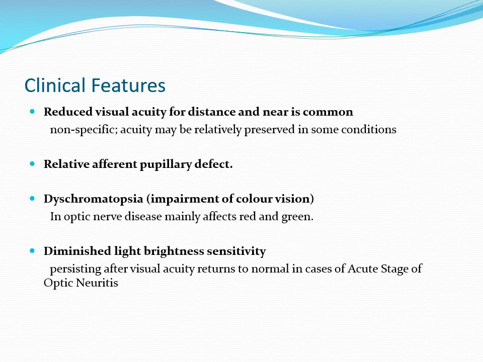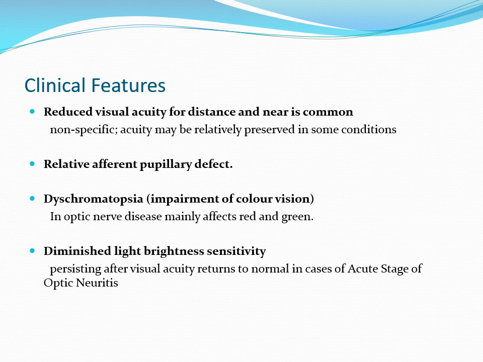Then these patients present with a relative afferent pupillary defect, that is RAPD. So you must learn RAPD in detail. RAPD is tested by the swinging flashlight test. So this pupillary abnormality is a hallmark or pathognomonic of optic nerve diseases.